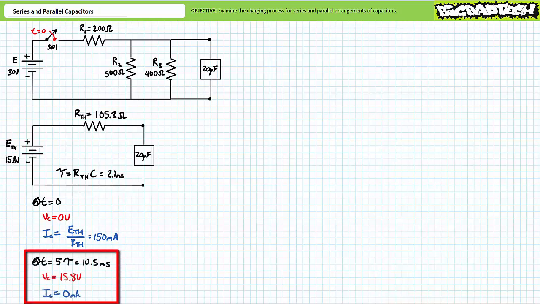After 5 time constants, in this case 5 times 2.1 milliseconds, or 10.5 milliseconds, the fully charged capacitor will experience a 15.8 volt differential. Current through the fully charged capacitor will be 0 amps.